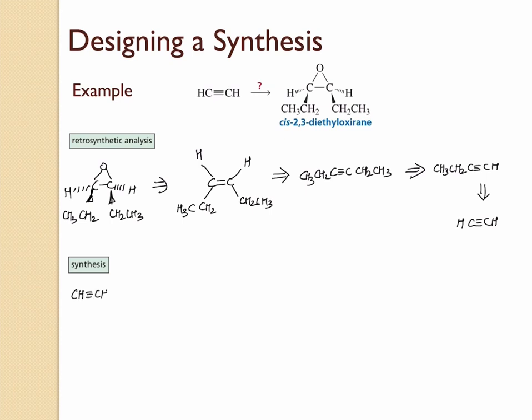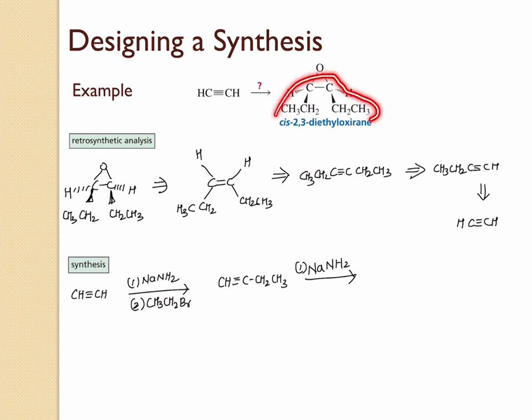So let's look into the synthesis for this molecule. So we have acetylene to begin with, and we are going to react it with NaNH2. And since this compound has 2 carbons extra, we have to add ethyl bromide to this. We are going to repeat the reaction for one more time to add the new carbon-carbon bond on the other side, to make sure that we have a total of 6 carbons in the final product.